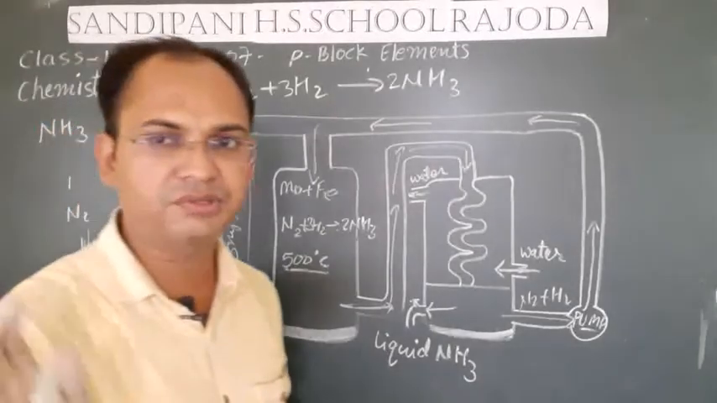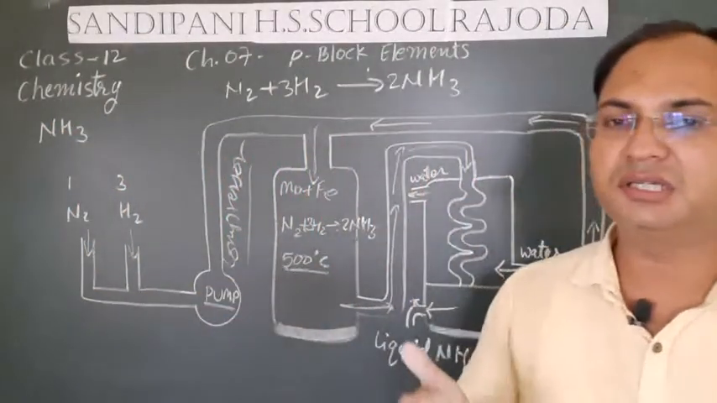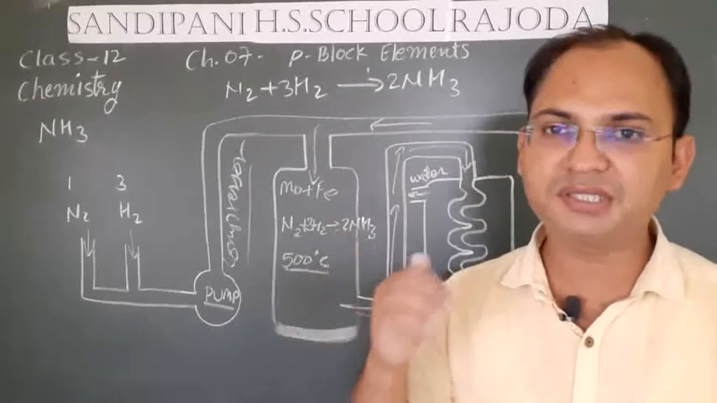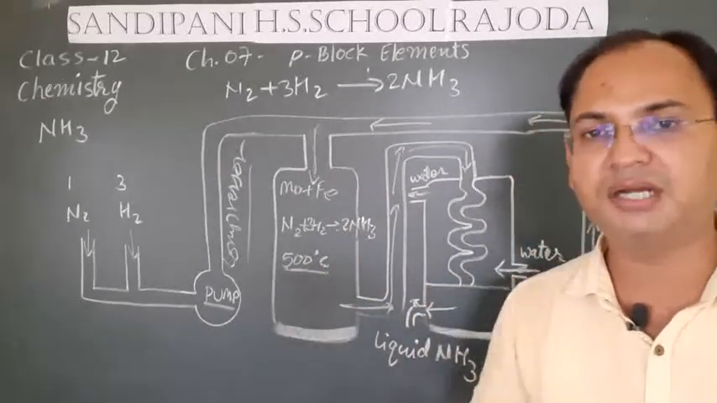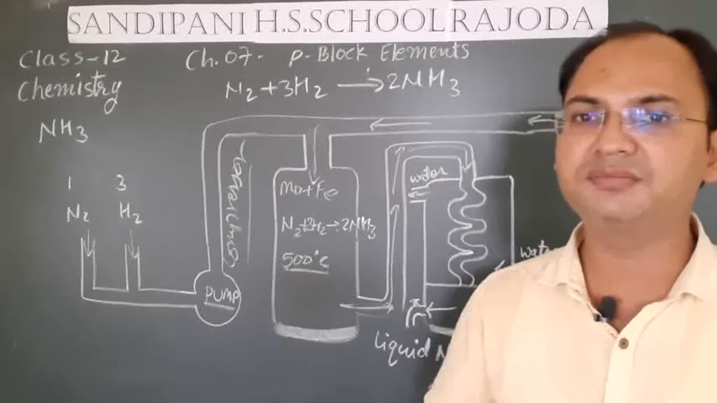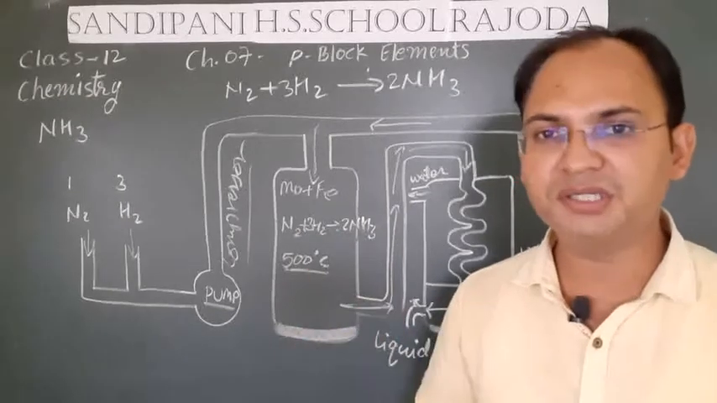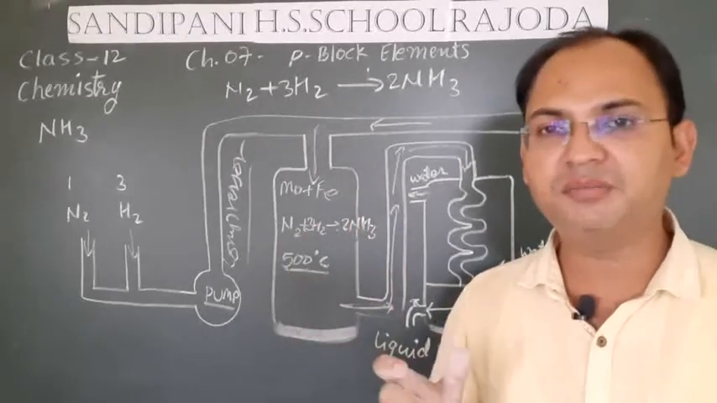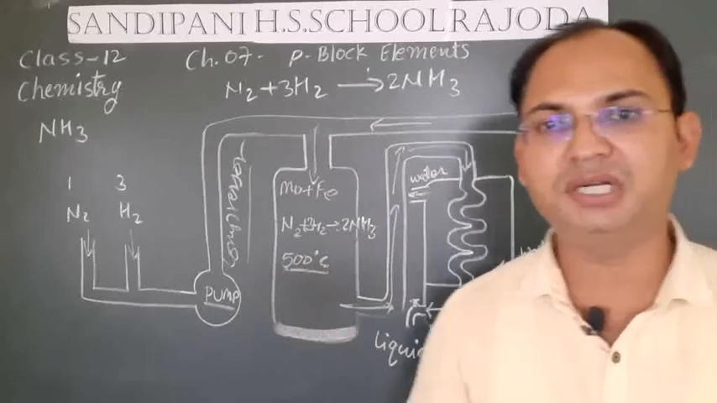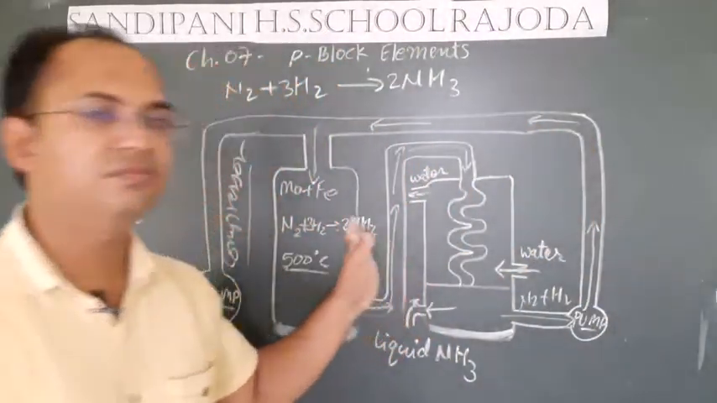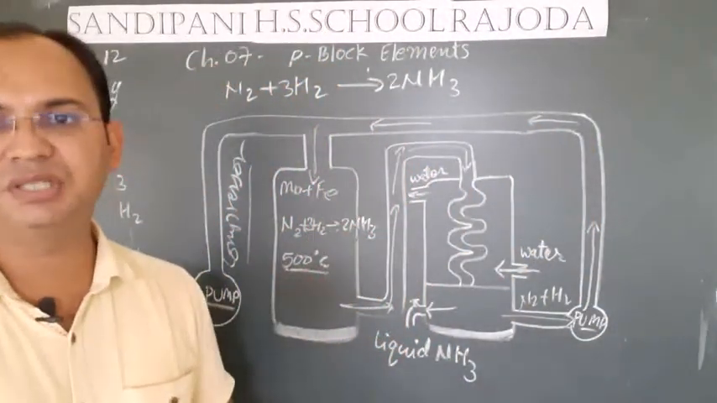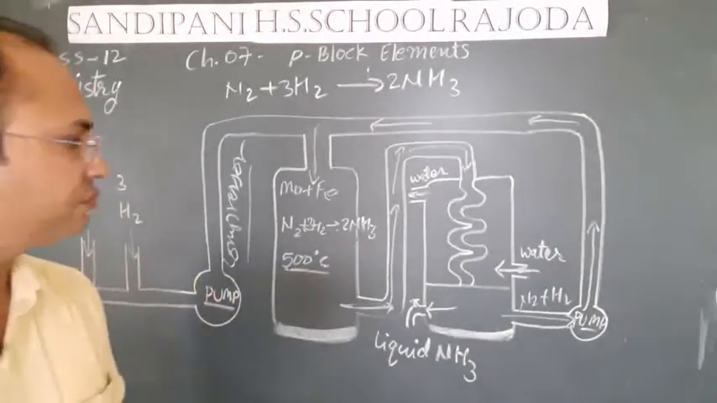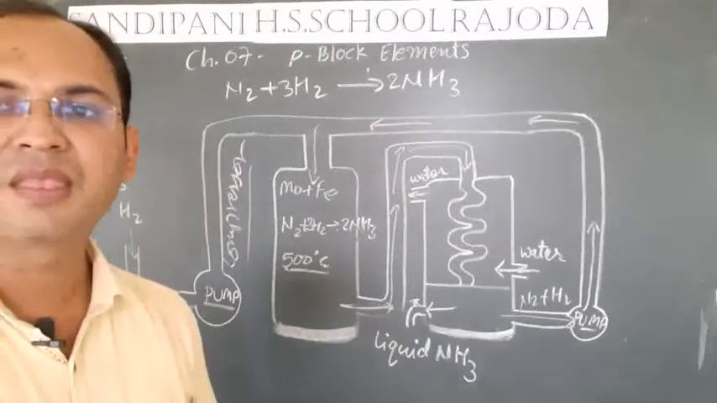In this process, high temperature near about 500 degrees Celsius and high pressure near about 200 atmosphere is required. At this high temperature and pressure, nitrogen and hydrogen get combined to form the ammonia. Molybdenum and iron powder is used as catalyst, because the presence of catalyst is very important. So this is all about the Haber's process.